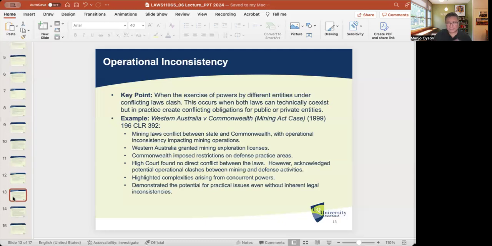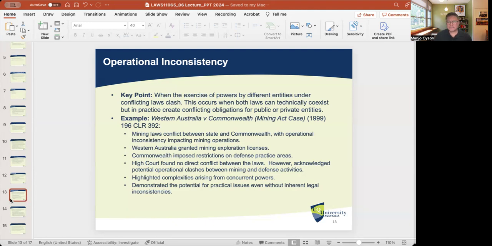So we've looked at forms of conflict, including conflict of duties, conflict of rights, overlapping requirements, and then previously we talked about different penalties. We're now going to be looking at another form of inconsistency, and this relates to operational inconsistency. And here, the issue is that, assuming you've got a law passed both by the Commonwealth Parliament and the state parliament covering the same field, it's possible in theory that both laws can coexist. And the question then is whether there is a way for an individual who is subject to both laws to be able to comply with both laws, even if there appears to be some level of inconsistency. An example of this is the case of Western Australia and the Commonwealth pertaining to the Mining Act case in 1999.